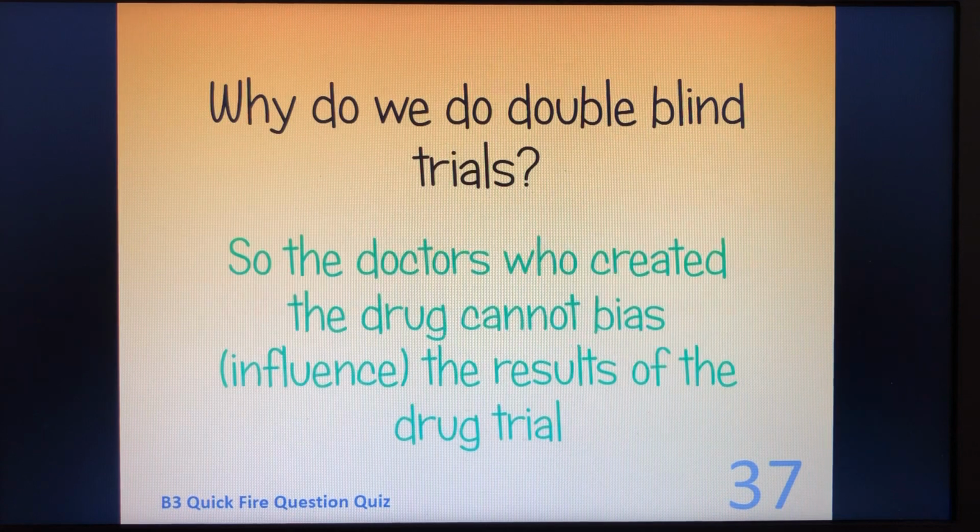And the answer is, so the doctors who created the drug cannot bias, which means influence, the results of the drug trial. Okay, so the doctors who created the drug cannot bias or influence the results of the drug trial.